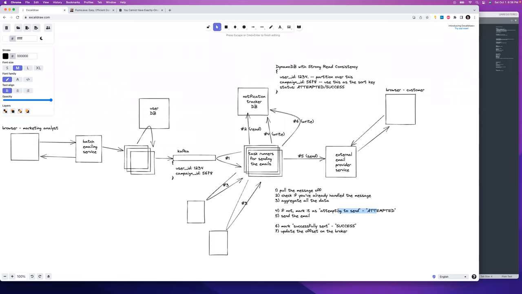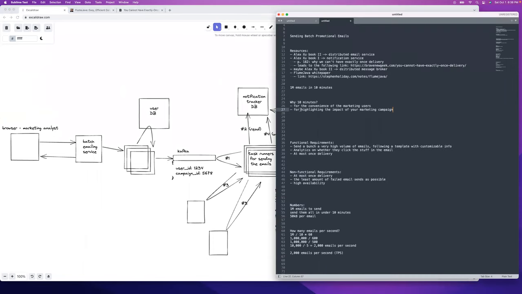Another approach is that we could just do a pre-compute, and I don't think that would make a difference on this little section. This is the high risk section right here, the send itself, which has the at most once semantics. With our scenarios, there were two: highlighting the impact of your marketing campaign versus convenience for marketing users. If you're doing pre-compute, it's not really for the convenience of the marketing users, because you're adding extra steps, extra transformations, possibly a longer path overall. But if you're trying to highlight the impact of your marketing campaign, it might make sense to pre-compute it all, and then do one batch send at a specific time.